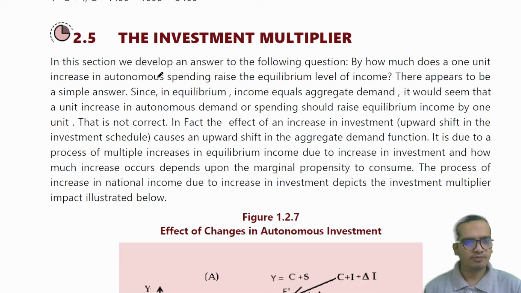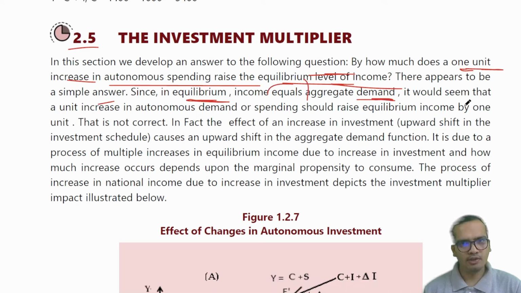Then comes 2.5, the investment multiplier. So in this section, we will develop an answer to the following question: by how much does one unit increase in autonomous spending raise the equilibrium level of income? There appears to be a simple answer. Since in equilibrium income equals aggregate demand, it would be assumed that a unit increase in autonomous demand or spending should raise equilibrium income by 1 unit, but this is not correct.